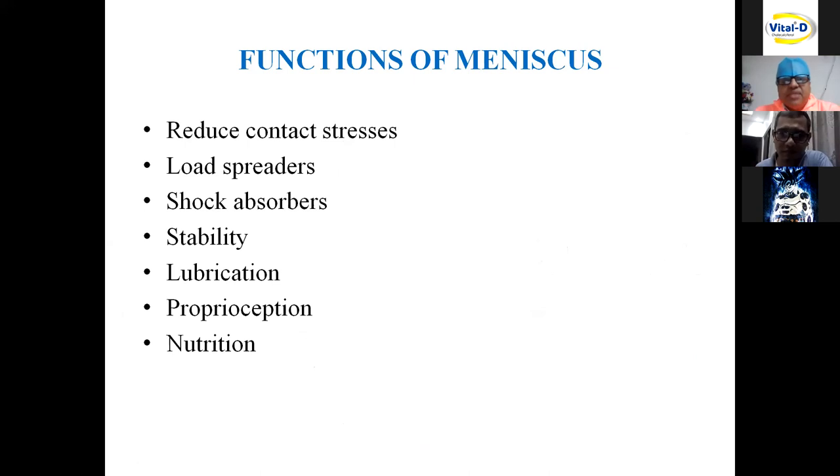Now, what is the function of the meniscus? It reduces the contact stresses. It spreads the load when load comes. It absorbs shock. It gives stability; one of the main functions of the meniscus is to give stability. It also increases lubrication, because there is synovial fluid, and it helps to lubricate the joint surface. There are proprioceptive receptors in the meniscus, so it helps in proprioception also. And last but not least, it also gives nutrition to the joint.